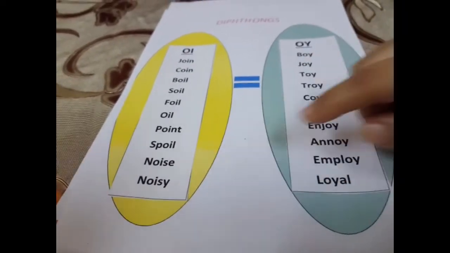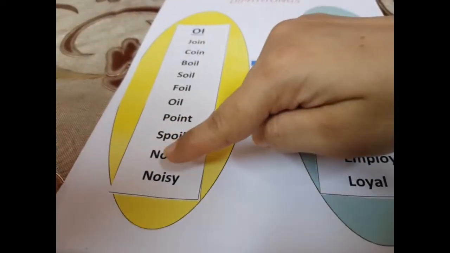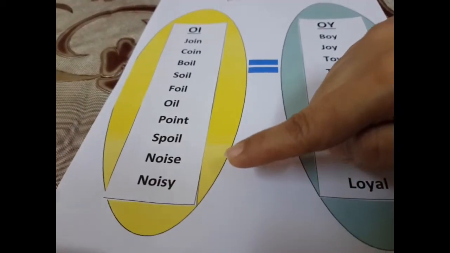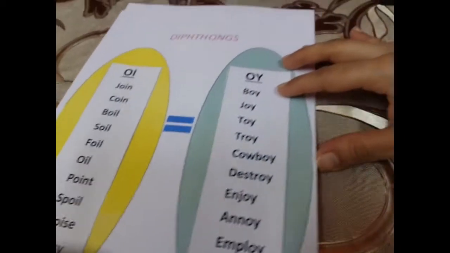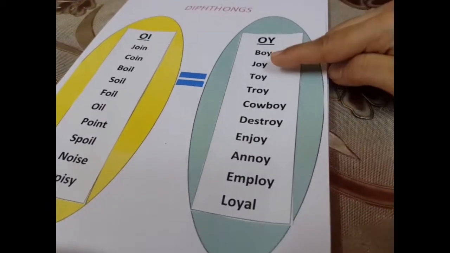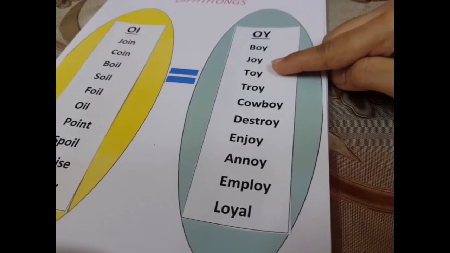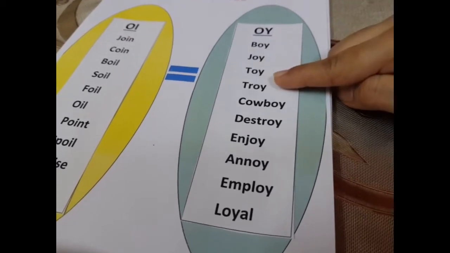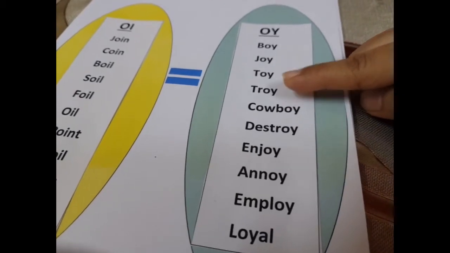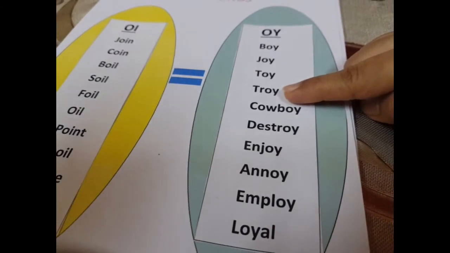Noisy. And the sound of N. The sound of OI. Noisy. Now here OY also makes the sound as oi. So now tell me, BOY. Boy. Very good. JOY. Joy. Very good. TOY. Toy. Very good. TROY. Troy.